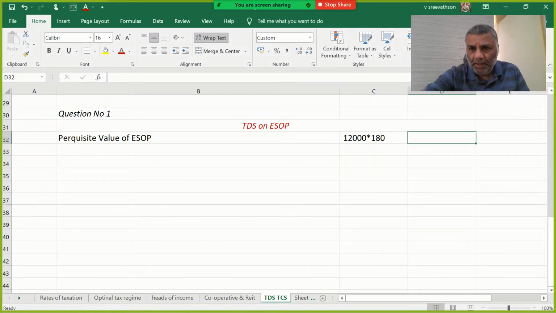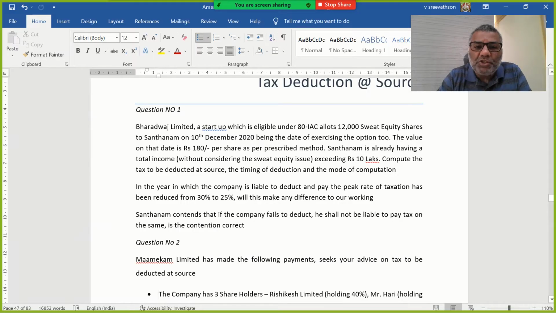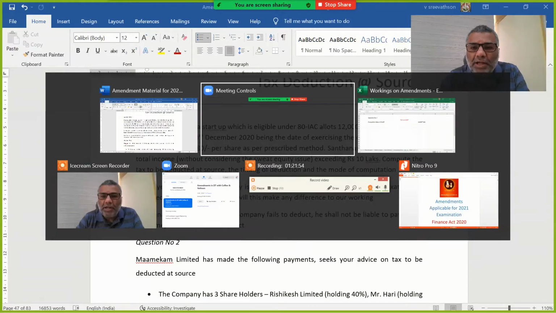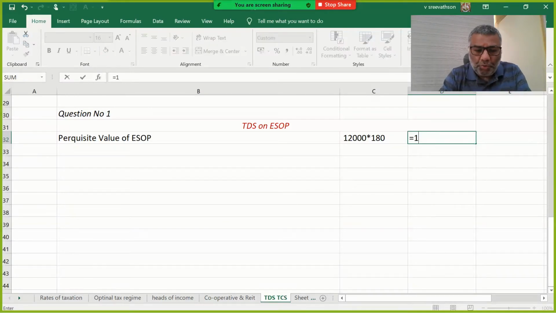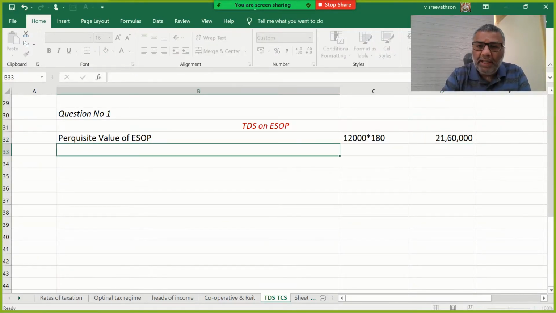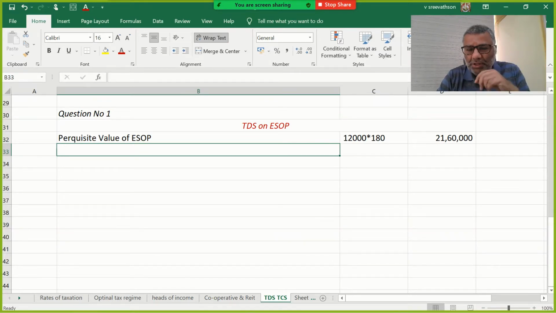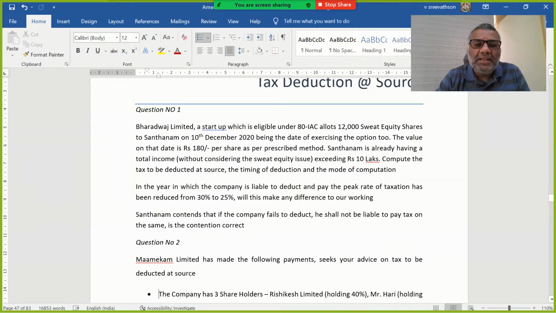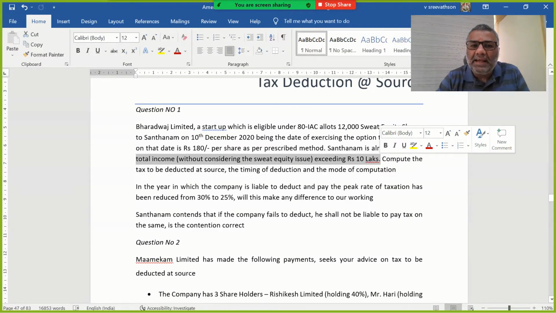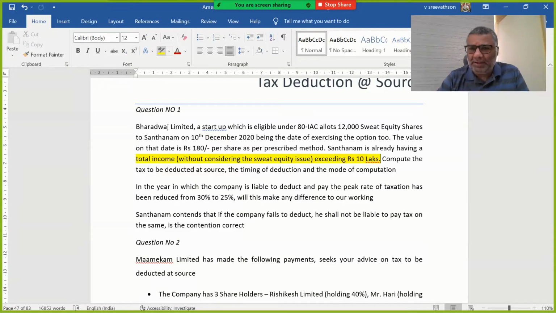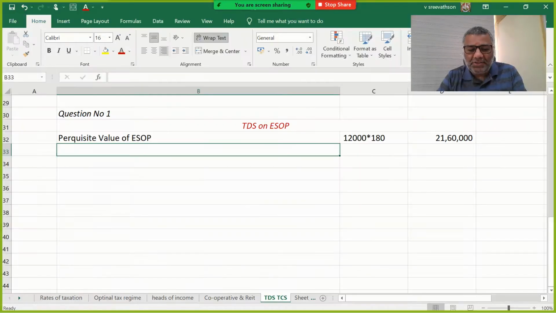So friends, the perquisite value of ESOP will be 12,000 equity shares, where the fair market value on that date is 180. So 12,000 into 180 is 21,60,000. His income, the question says his total income has already exceeded 10 lakhs, which means he is in the 30% bracket. Whatever he earns, it is 30%. We assume that it is more than 10 lakhs, less than 50 lakhs.